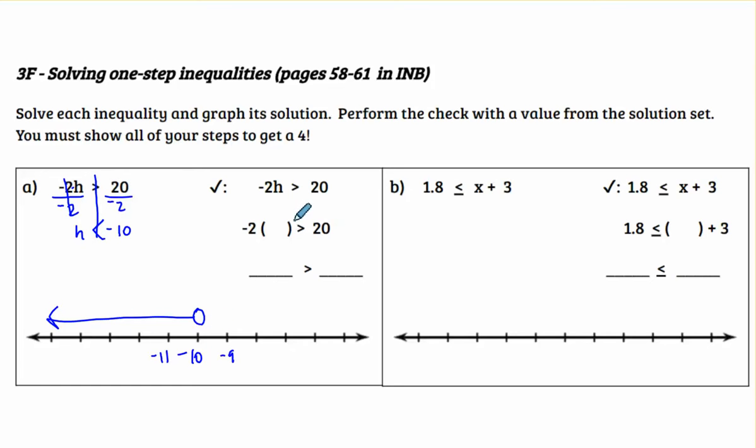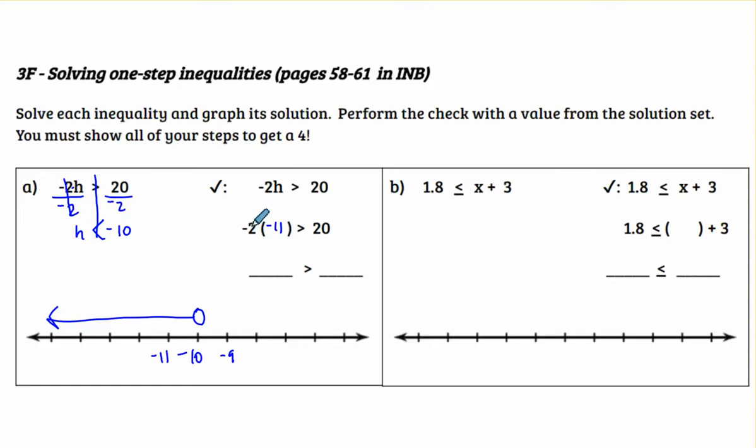Now, when I go to check it, I need to pick a number that's on my arrow. So I don't want to pick negative 9. I don't even want to pick negative 10. I want to pick it on the arrow. So maybe I do negative 11. So I'm going to put negative 11 in here. And I actually do the work.